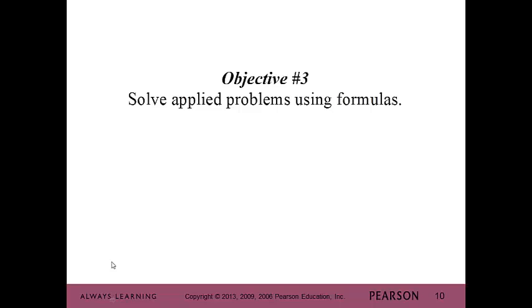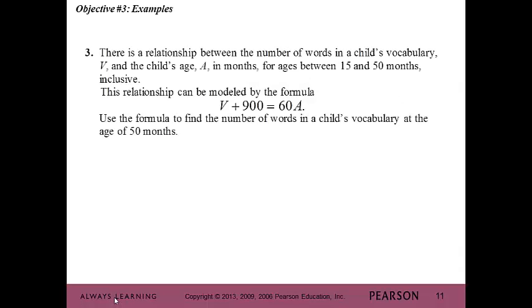Okay, so now objective 3. We're going to solve applied problems using formulas. Here's an example. It says there is a relationship between the number of words in a child's vocabulary, V, and the child's age, A, in months for ages between 15 and 50 months, inclusive. This relationship can be modeled by the formula V plus 900 equals 60A.